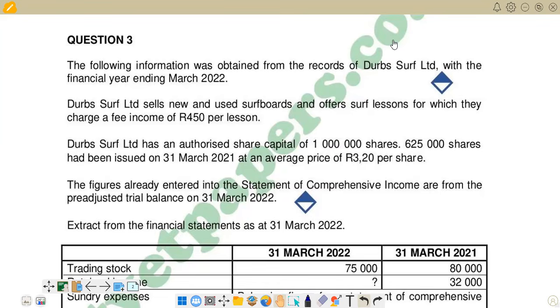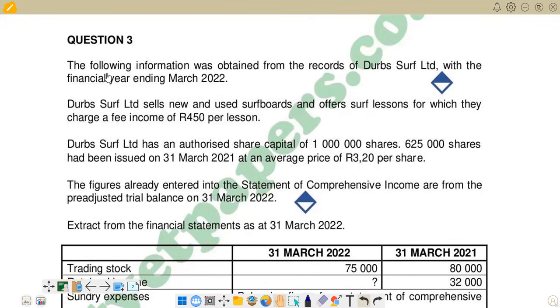We are still working on a paper from June 2023. This is question 3 that we want to look at now. Question 3 is on calculation of figures to be included in the balance sheet or statement of financial position. We are also going to prepare some notes to the balance sheet in the form of the ordinary share capital note and also the trade and other payables note. So that's what we have on this question.